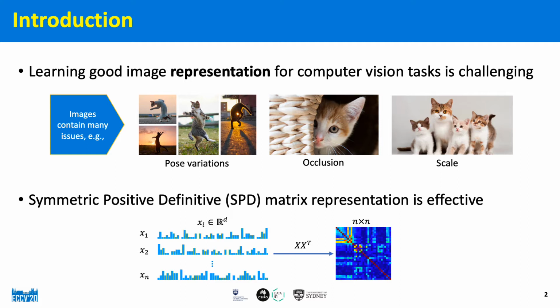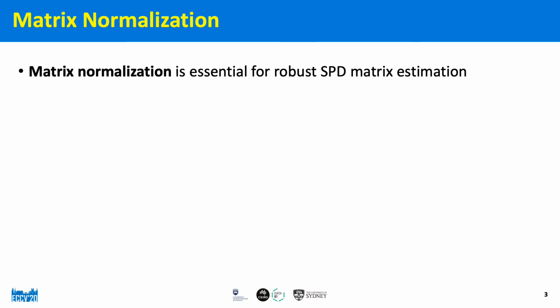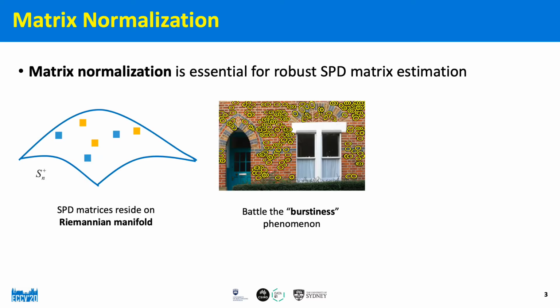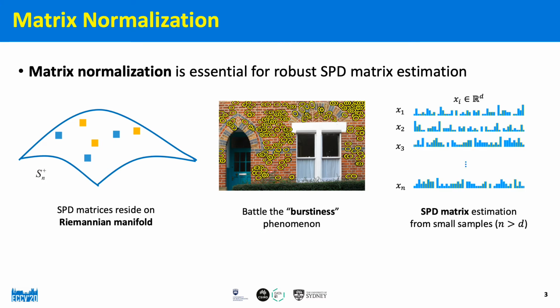Given a set of image descriptors, SPD representation computes pairwise correlations between feature components. It is also known as second-order features. For effective estimation of SPD representation, matrix normalization is a key step. There are three key motivations for performing matrix normalization. Firstly, SPD matrices reside on a Riemannian manifold. Secondly, to battle the burstiness phenomenon. And thirdly, robust estimation of SPD from smaller sample size.